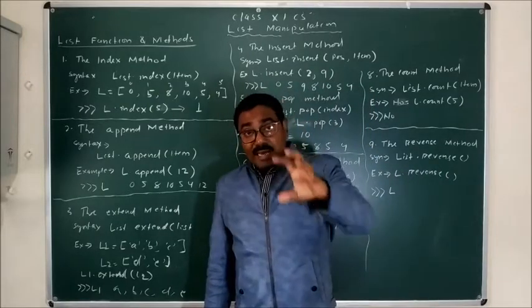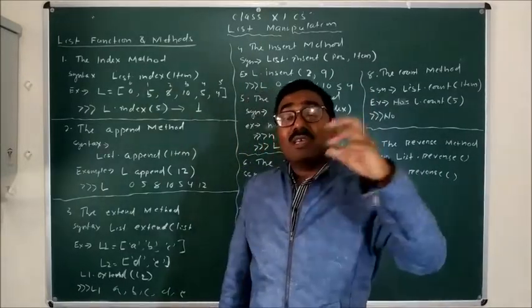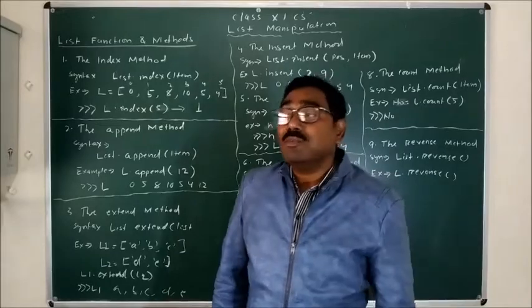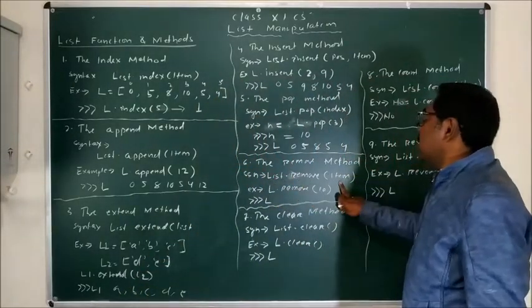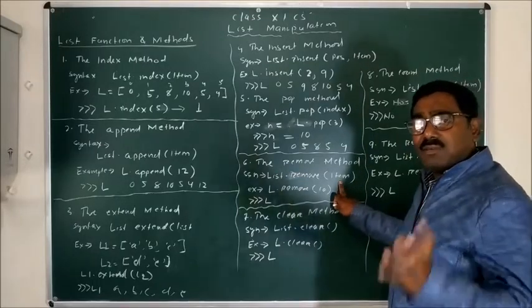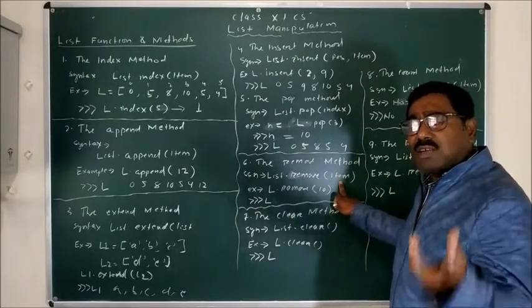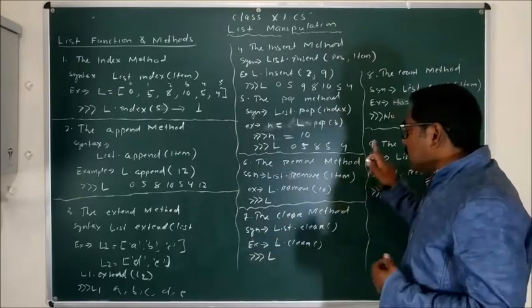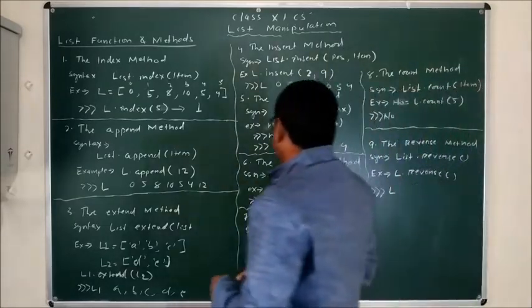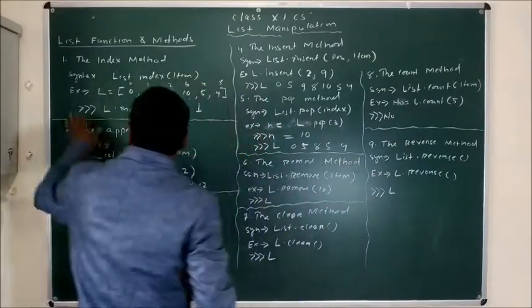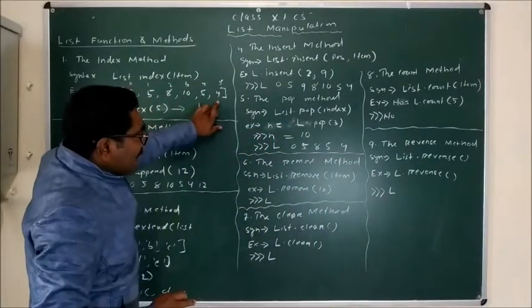Whereas directly using the item, we can remove using the remove method. So the syntax is list dot remove, then directly write the item, whatever be the value, you can write that value over here, and that particular element is removed. Now we are using the same list, L dot remove 10.